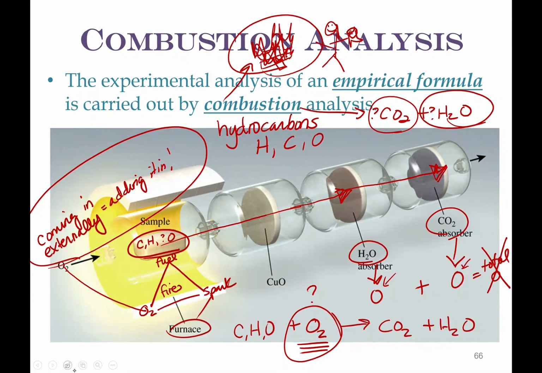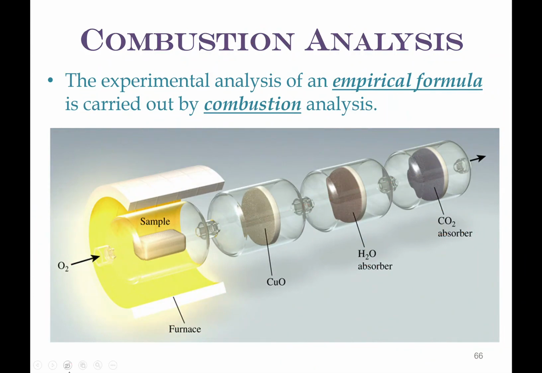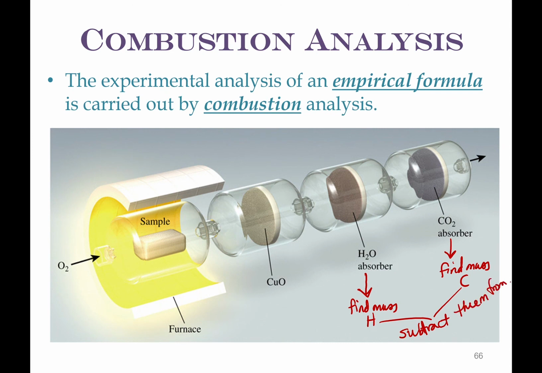So instead, what we're going to do is find the mass of hydrogen. We're going to use the mass of water to find the mass of hydrogen, and we're going to use the CO2 to find the mass of carbon. And then we're going to take these and subtract them from the original sample mass.